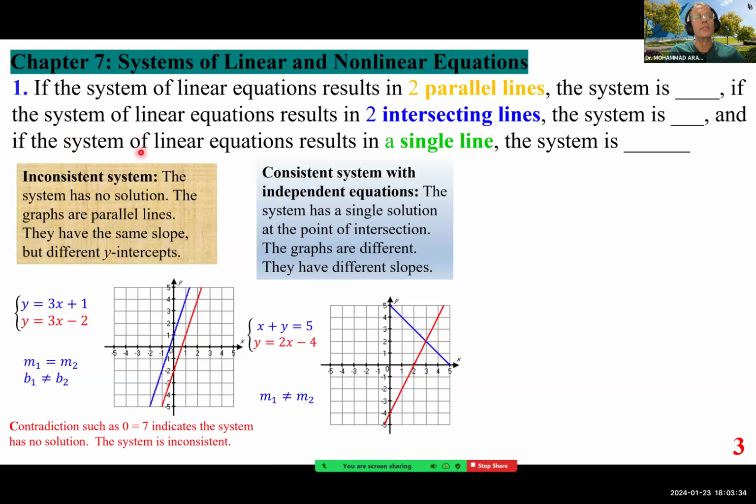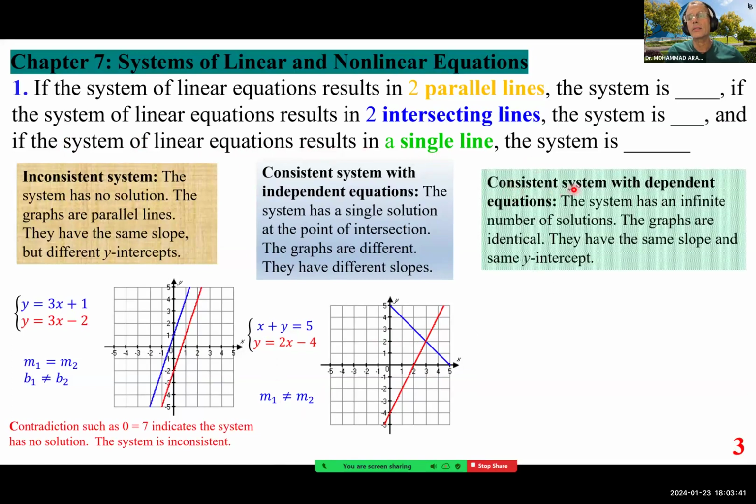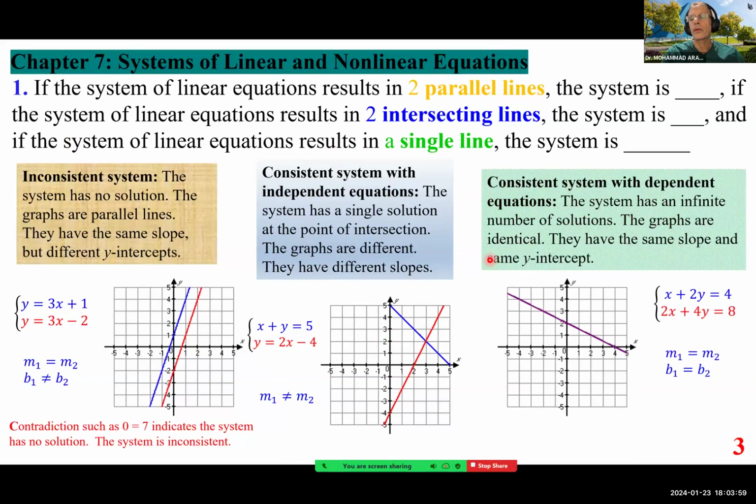And finally, if the system of linear equations results in a single line, the system is a consistent system with dependent equations. Normally, we say it's a dependent system. The system has an infinite number of solutions. The graphs are identical. They have the same slope and the same y-intercept. So ultimately, if you solve for y, they become identical. Not only m1 equals m2, also b1 is equal to b2. If we were to solve it by substitution or elimination, an identity such as 0 equals 0, 5 equals 5, and so on, indicates the system has an infinite number of solutions. The equations are dependent.